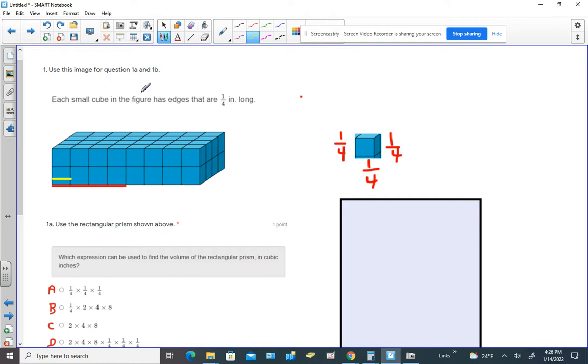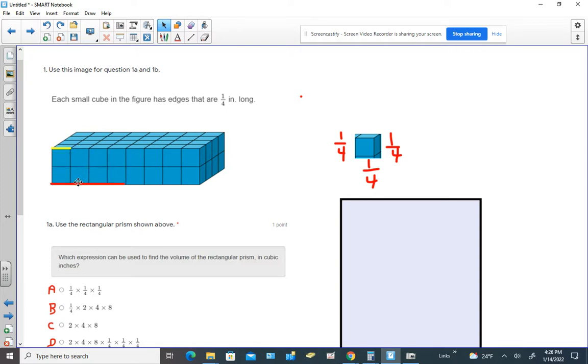We're looking at questions 1A and 1B. Each small cube in the figure has edges that are 1/4 inch long. So I have this yellow line here. Let me just place it on the edge so you can see. It's 1/4 of an inch, so I can put it on any of those cubes. They're all going to be the same. That means this would be 1 inch, right? Because you need 4 of them to make up the full inch.